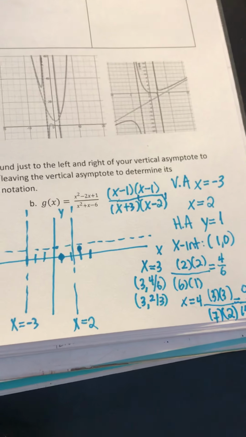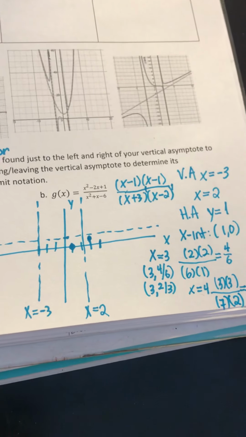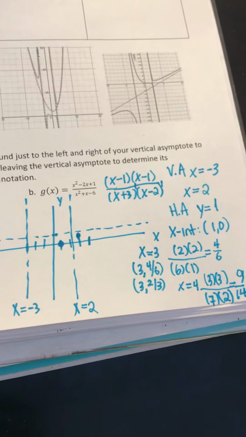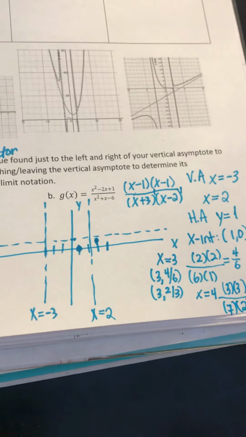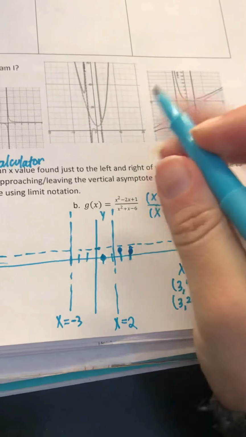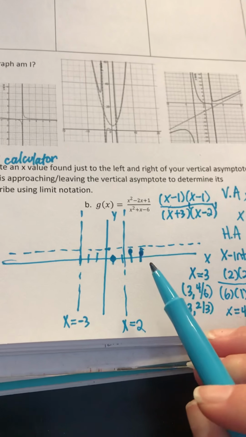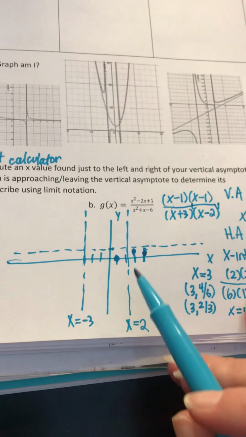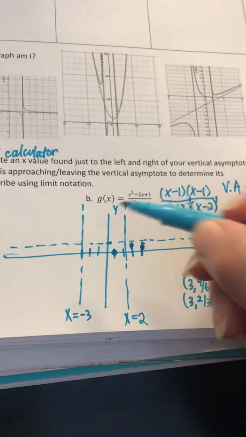9/14 is 0.642, and 2/3 is 0.66, right? So it's just a little bit shorter here. Oh, down here. Okay.